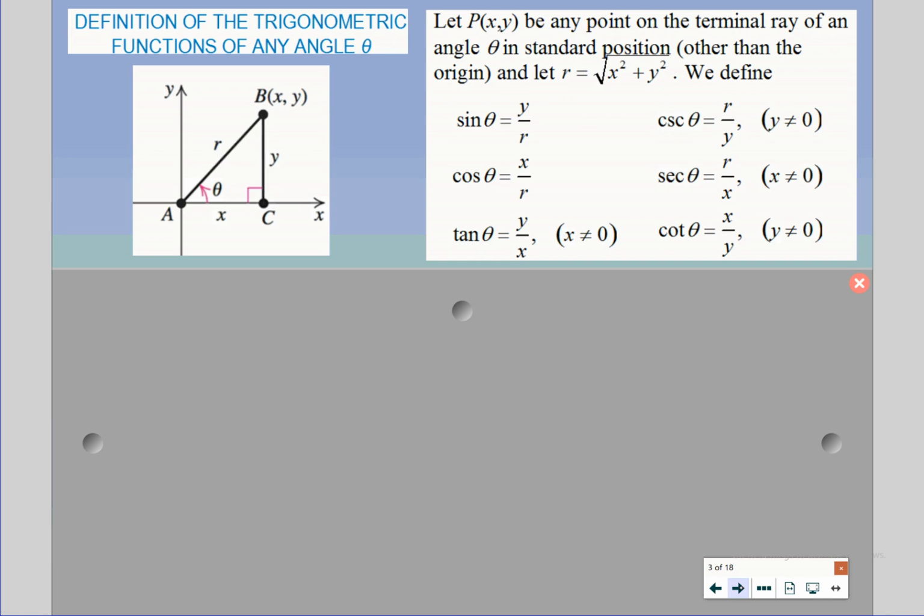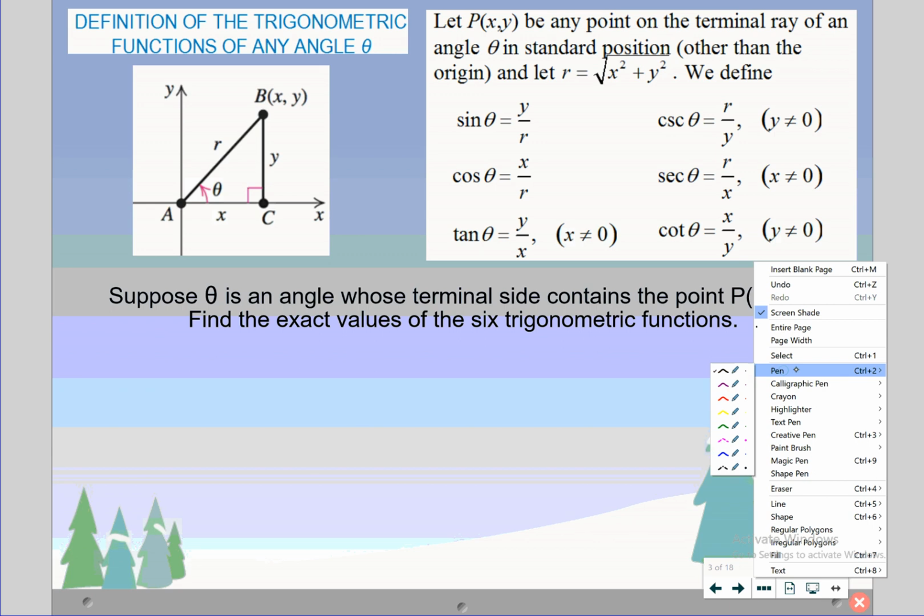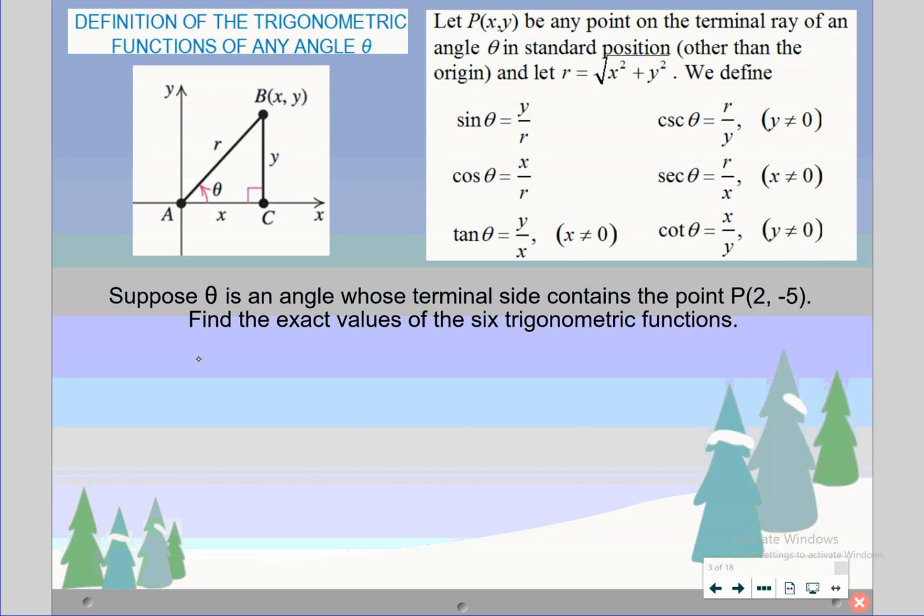All right, so let's do some examples. Suppose theta is an angle whose terminal side contains the point (2, -5). Find the exact values of the 6 trigonometric functions. All right, so we're going to draw a picture. Here we go. Here's my axes. What quadrant is (2, -5) in?